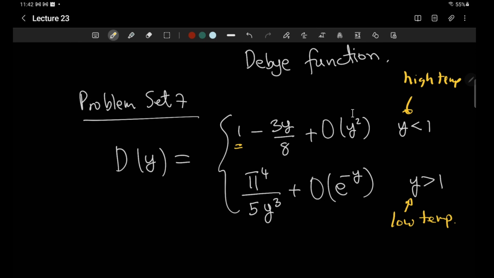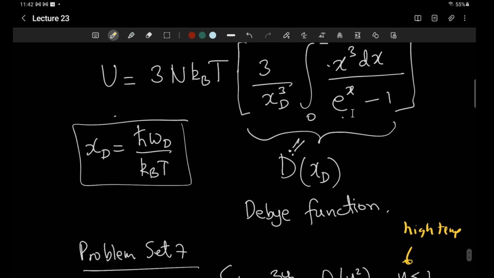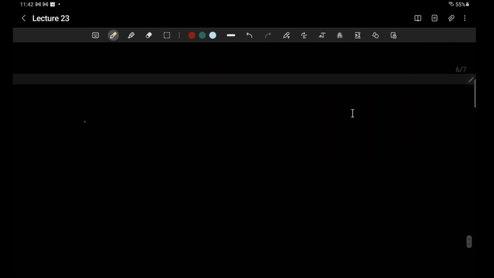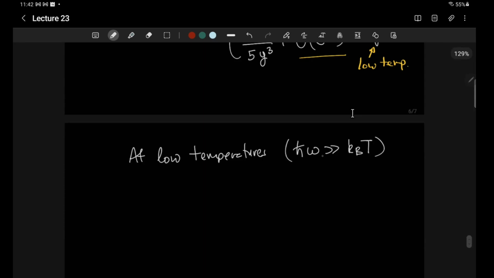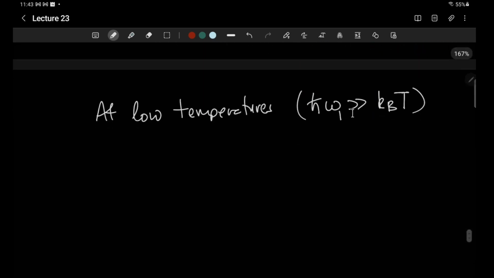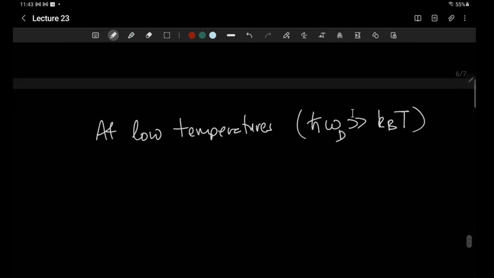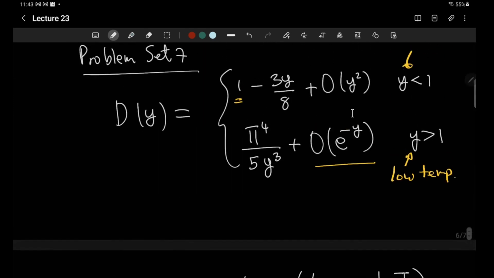So now we are ready to look at U at low temperatures. But what I want to point out here is that this is exponentially suppressed. So if you just go ahead at low temperatures, we can replace here. Low temperatures really means that h-bar omega is much greater than k_B T, or k_B T is much smaller than h-bar omega_D. So this is what we have. At low temperatures, U will be 3N k_B T divided by y cubed.